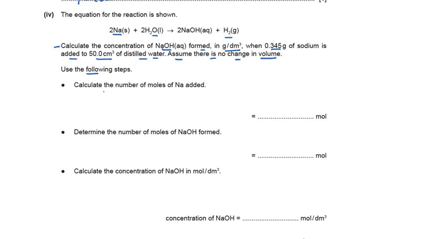Use the following steps. Now calculate the number of moles of sodium added. Now how much sodium have we added? That is 0.345 gram. Now it's written in gram, that is mass, and we are supposed to calculate the moles. So the formula which we are going to apply is n equals m upon Mr. So the mass is 0.345 gram and the molecular mass of sodium is 23. We know that, but you can always refer to the periodic table which is given at the end of this question paper, and the answer is 0.015.